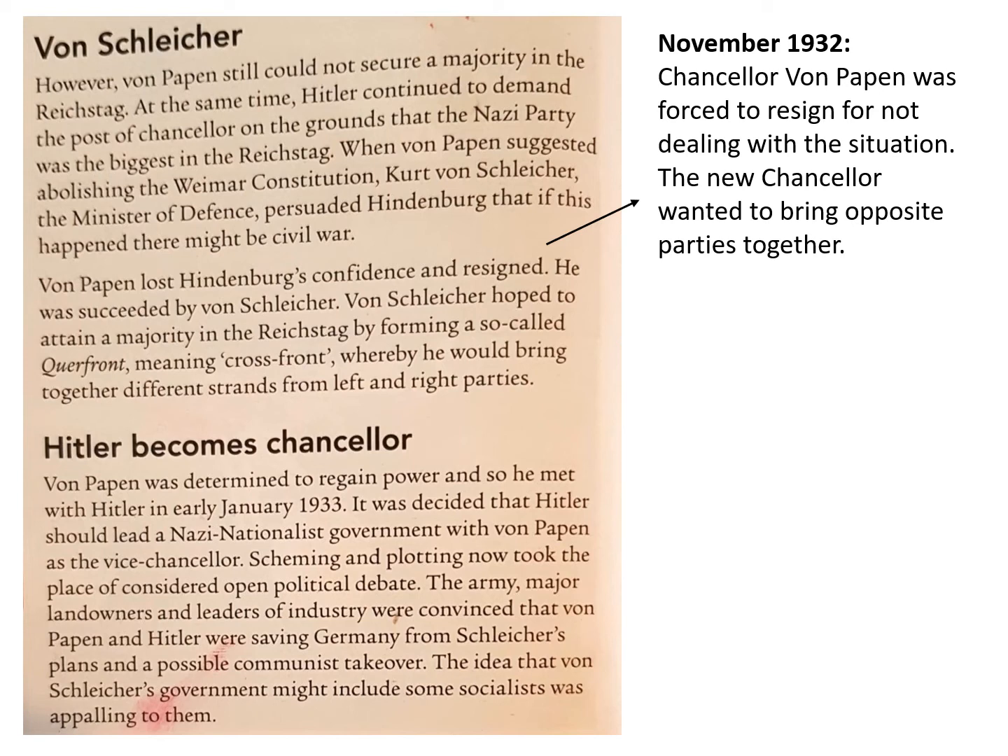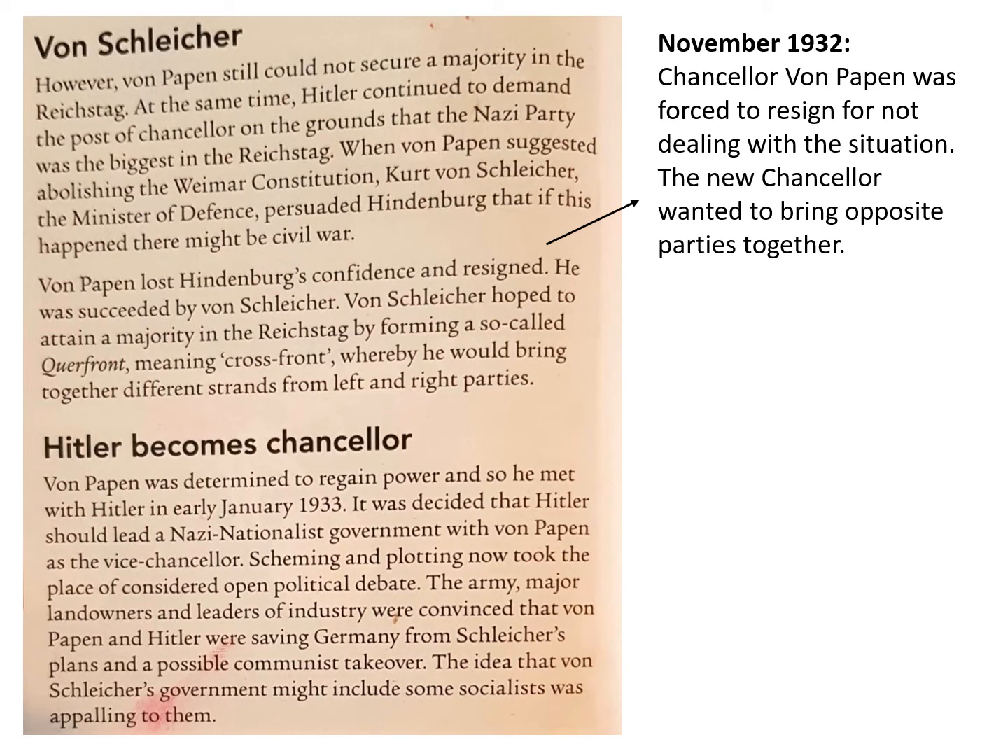So, next paragraph, Hitler becomes Chancellor. Von Papen was determined to regain power. He did not like that he was forced to resign. He didn't like it so much that he was willing to kind of meet with his enemy. So he thought, either I have no power or I share power with Hitler, because let's be honest, Hitler was the person that should become Chancellor. He's got the most powerful party in the Reichstag.